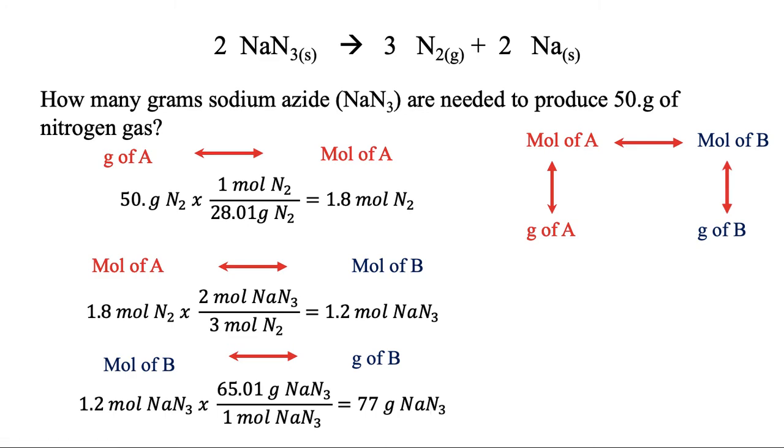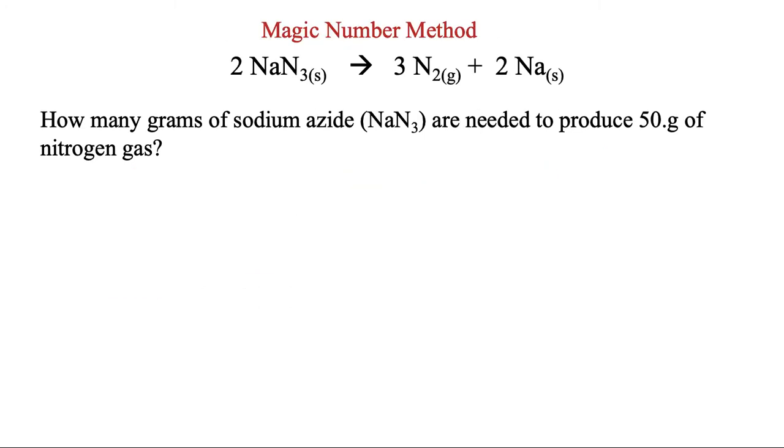This is the traditional method. Let's now take a look at the magic number method. Let's do the same problem so that we can compare it. Here's the same problem. How many grams of sodium azide are needed to produce 50 grams of nitrogen?